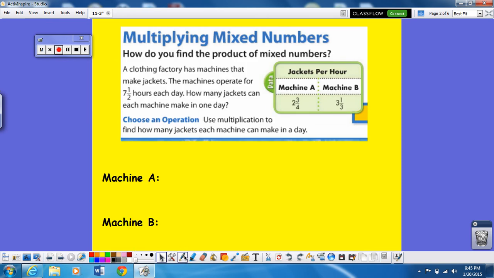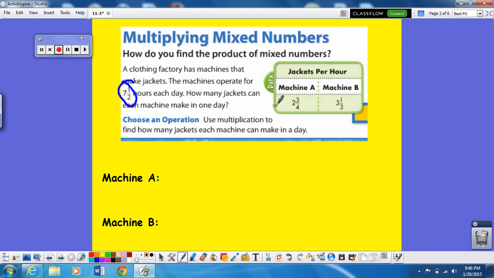Okay, let's look at this problem. This is a word problem, and sometimes we get scared when we see word problems, but I want you to look at what this was asking. You see a little chart here, and it says jackets per hour for machine A and machine B. A clothing factory has machines that make jackets. The machine operates for 7.5 hours each day. How many jackets can each machine make in one day? Okay, so this is how long they're actually running in the clothing factory.